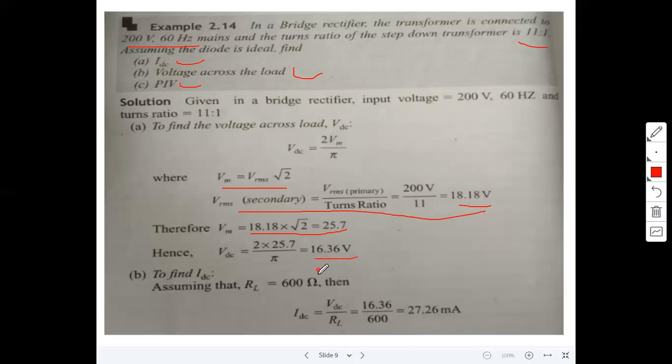Once you know the VDC, IDC is equal to VDC by RL. Now here I consider the RL value to be 600 ohm. So with 600 ohm, IDC is equal to 27.26 milliamperes. Almost similar to the previous problem.